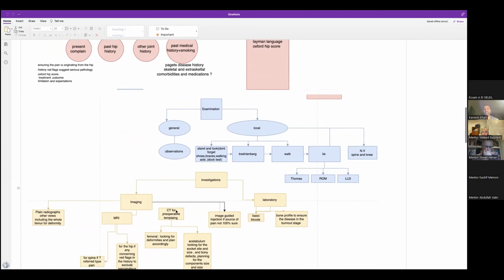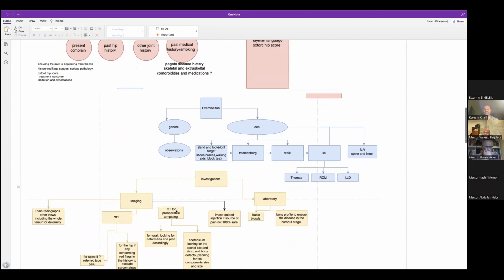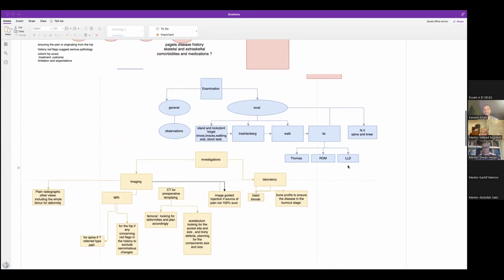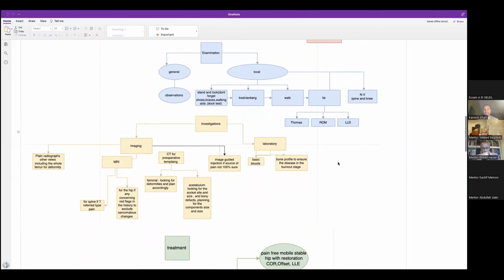Okay, then I will proceed to examination. General observation is not so relevant here because this is a clinic setting. Most of us don't do any observation in the clinic. I will still look for deformities, do a Trendelenburg test for abductor function, check for fixed flexion deformity, range of movement, and limb length discrepancy. I will examine the hip and spine, the knee and spine. I will do imaging, including plain radiographs.